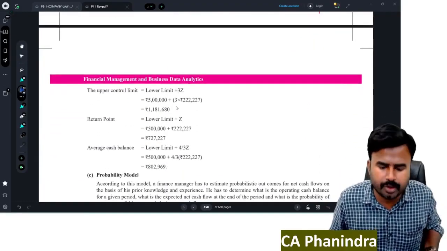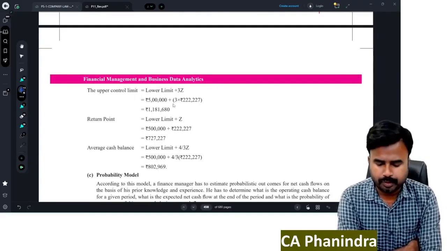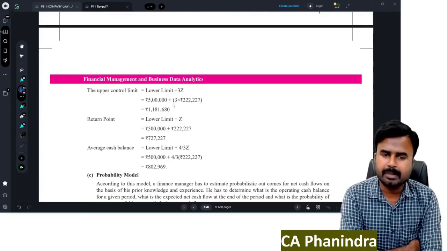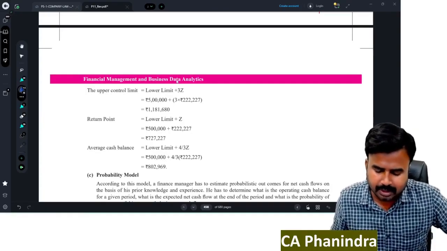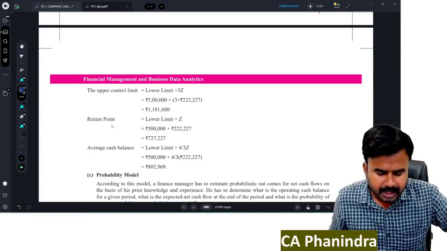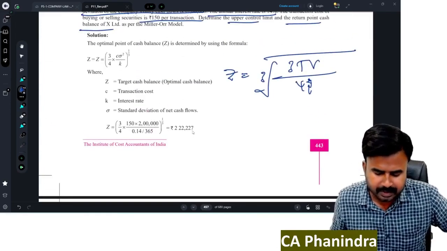Instead of this, you can follow your own process, like just now we have followed cube root, how to calculate cube root of any number, square root, 15 times minus 1 divided by 3 plus 1, like that. Okay. And return point is lower limit plus Z. That means 5 lakhs plus 2,22,227.